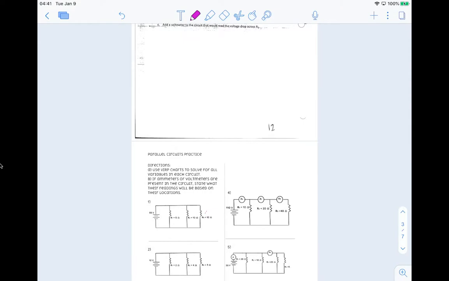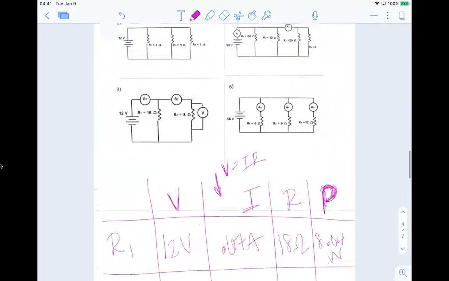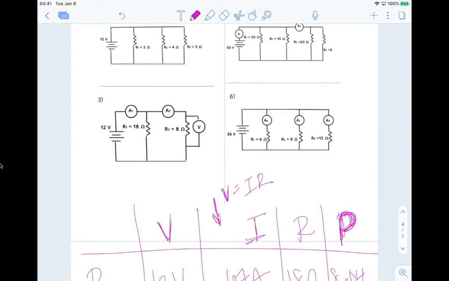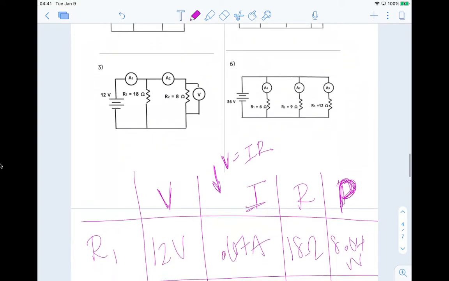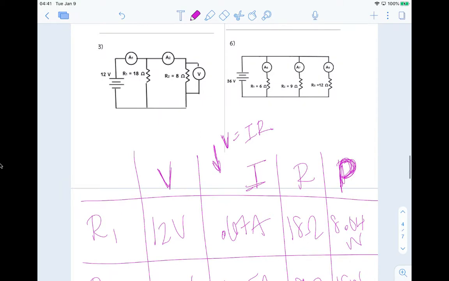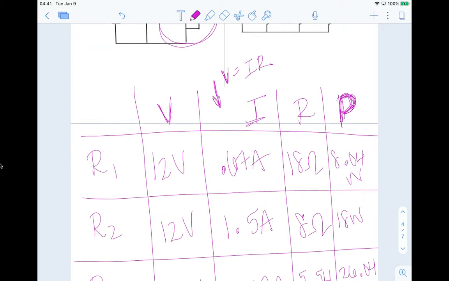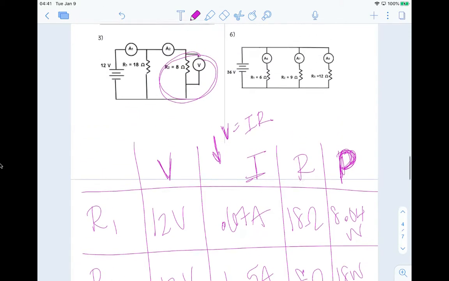All right, moving right along. Number 4. Oh, actually, not moving right along. I skipped over this part. So now the question becomes, what is going to be read from A1, A2, and V? All right, so let's start with V because that one's the easier of the two. When we're looking at the voltmeter for this voltage right here, we see that it is only around the 8 ohms. So we look at 8 ohms, we go to see what voltage is associated with that 8 ohms, and that gives us obviously 12 volts.